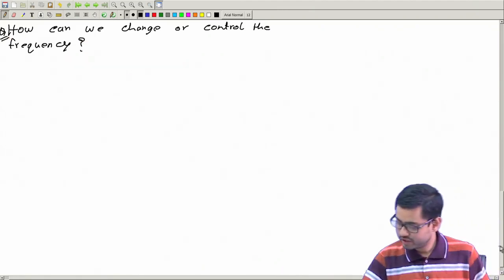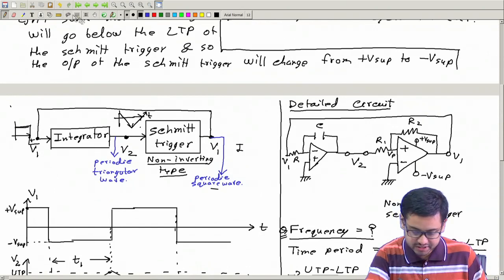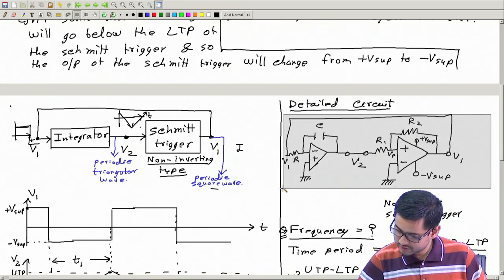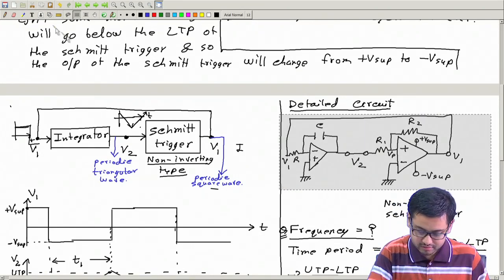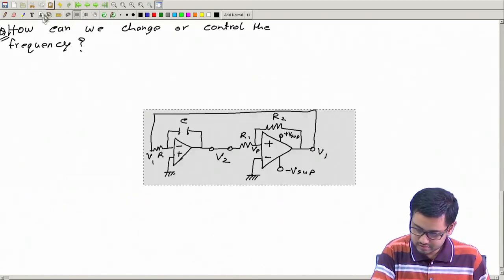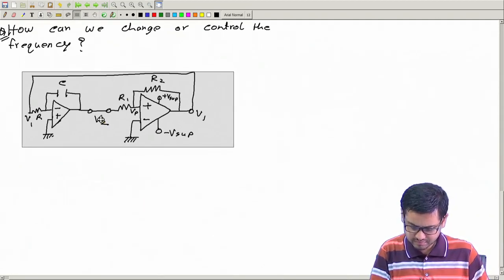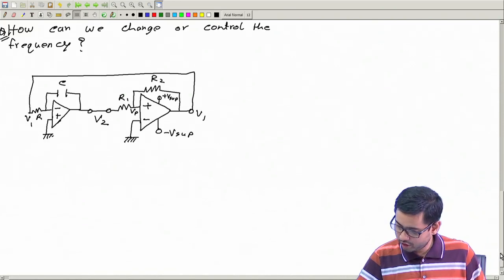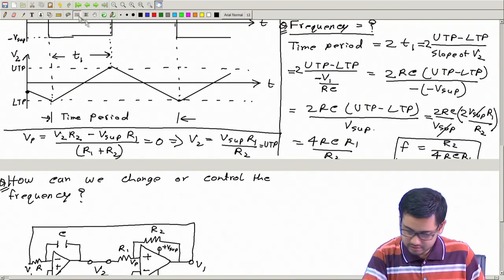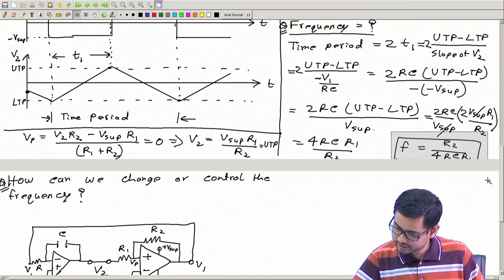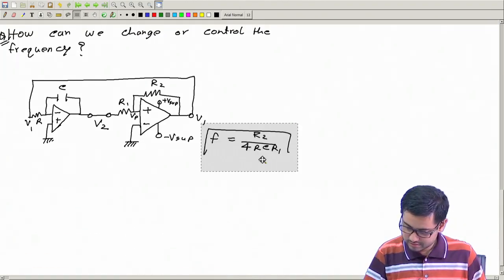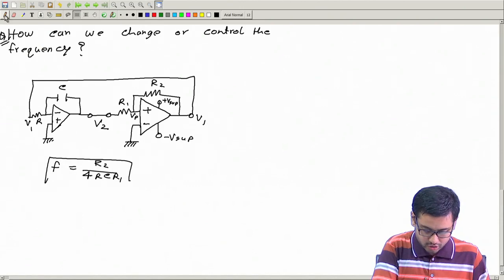This is the question. Okay, so let me just copy this circuit for ready reference. And let me also put this in front.